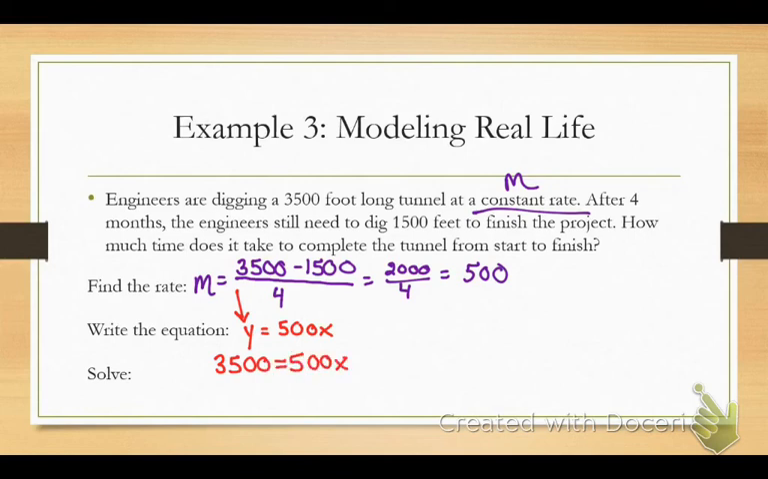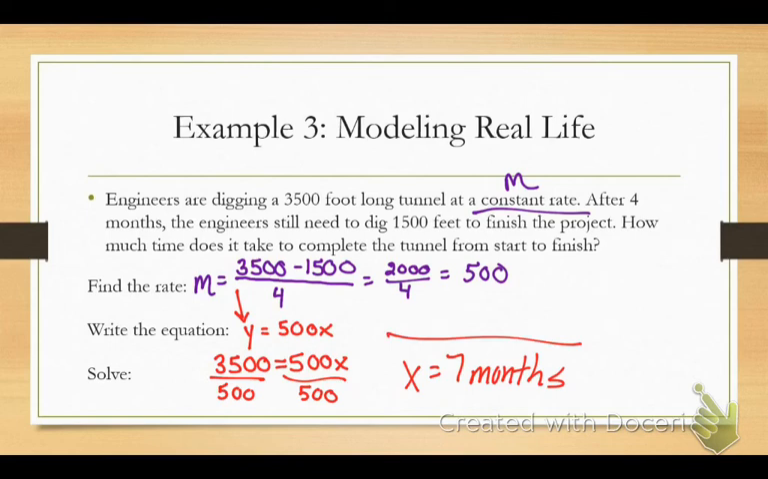I don't know how many months. Now, what would I divide by to solve for x? 500. Okay, what's 3,500 divided by 500? So at this constant rate, it will take me 7 months to dig the tunnel. 7 months. So how many months are left? 3 months are left. It's already been 4 months. All right, any questions on that?